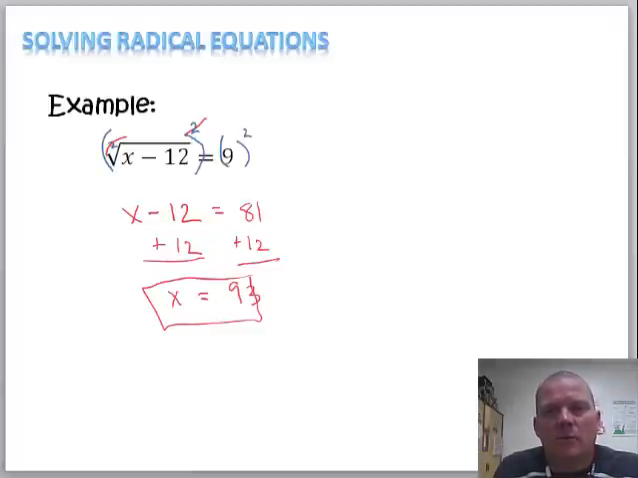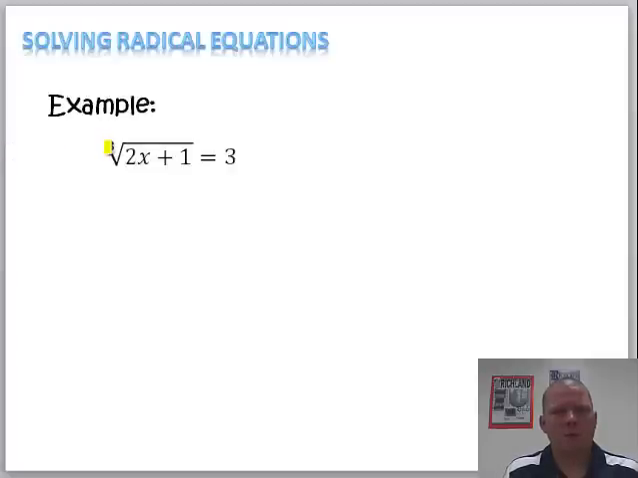Let's move on to example 2. Here we have a cube root, so we're going to have to cube things to get rid of the radical. Let's cube both sides. The cube and the cube root will cancel, and that leaves me with 2x plus 1 equals 3 to the third power, which means 3 times 3 times 3. 3 times 3 is 9, 9 times 3 is 27. So I have equals 27.